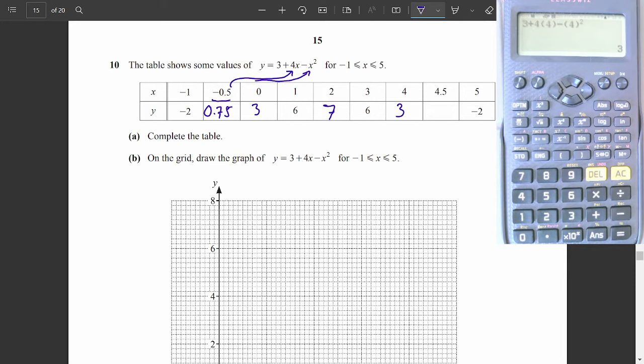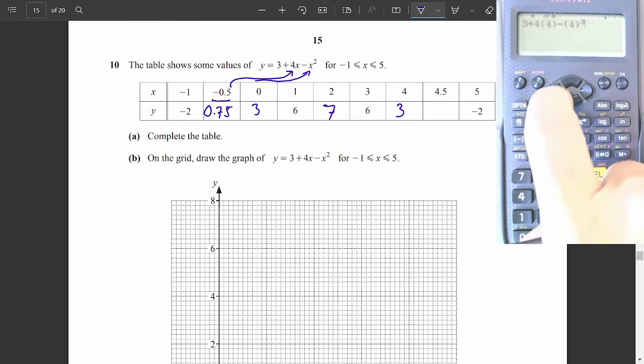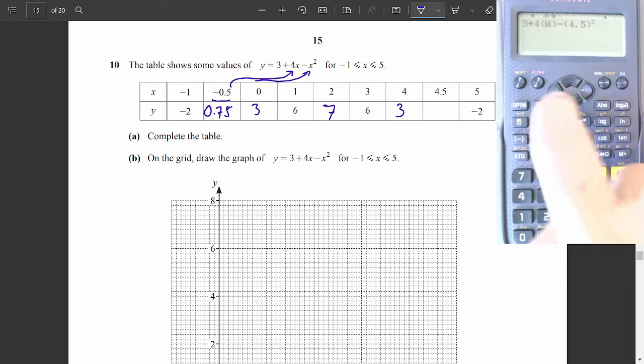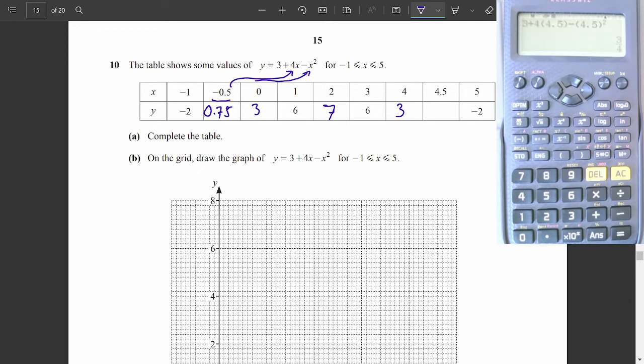So what's the next one going to be? 0.75 should be, always check. We just need to add the 0.5, bang, 3/4, 0.75 it is. Alright, practice using your calculator and getting good at it.